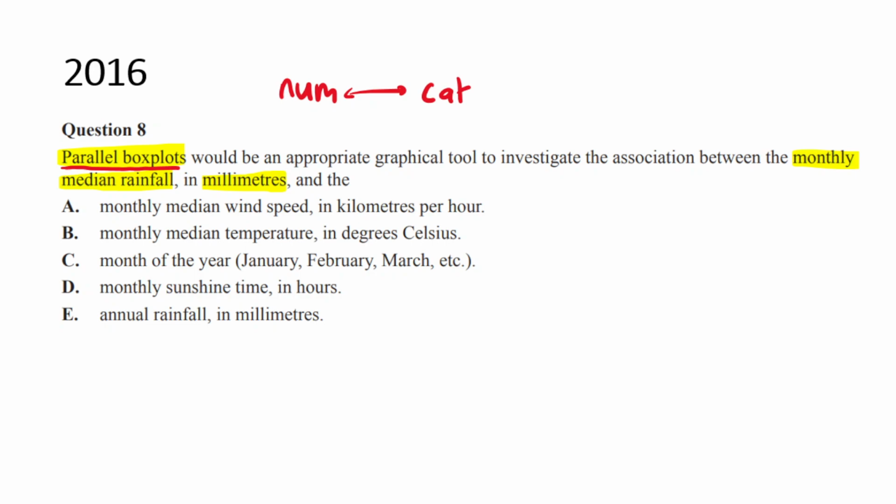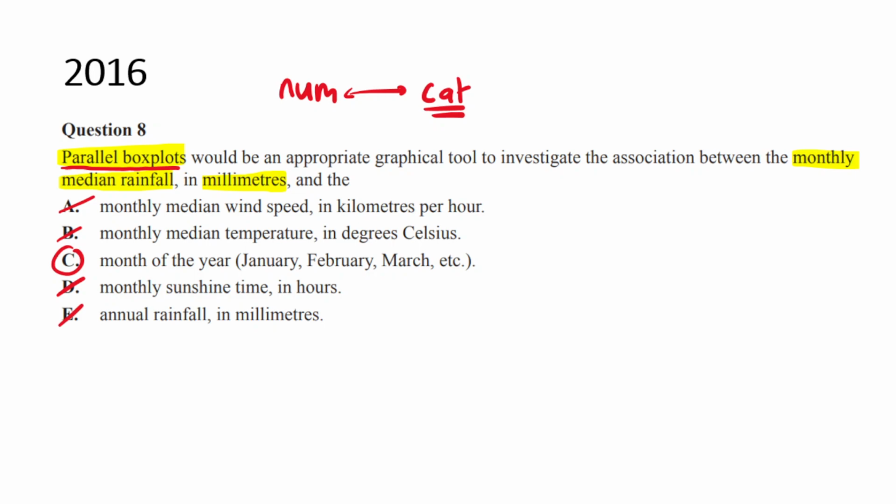Now, monthly median rainfall in millimeters is clearly numerical. So we are looking in our options for a categorical variable. Well, it's not A, because that's median wind speed in kilometers per hour, so that's numerical. Monthly median temperature, degrees Celsius, also numerical. Option C, month of the year, January, February, March, that is categorical, so it could be that one. D, monthly sunshine time in hours, it's not that. And annual rainfall in millimeters is not that either.